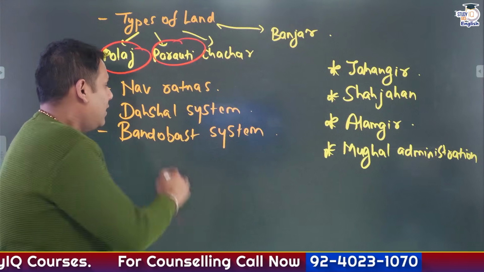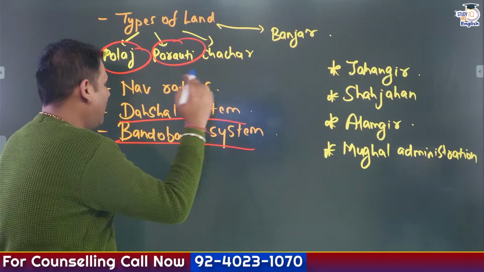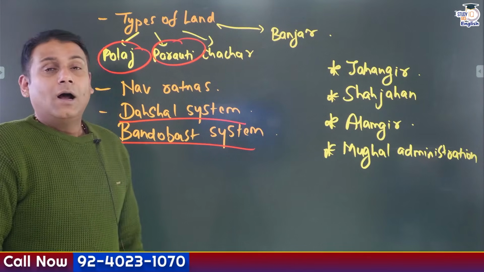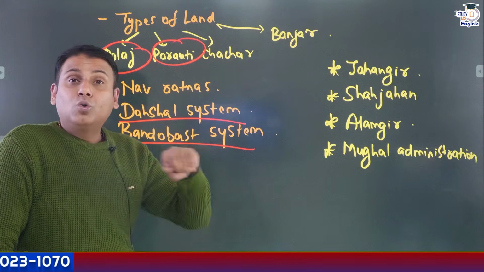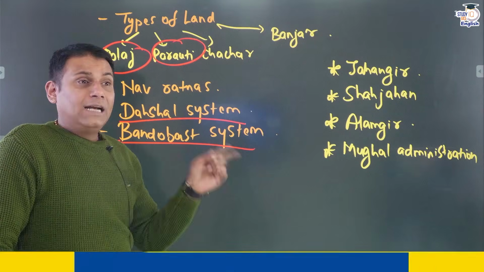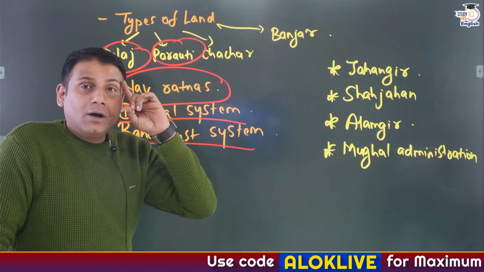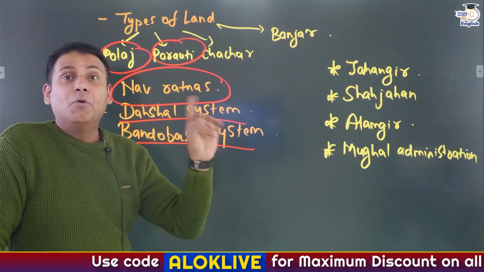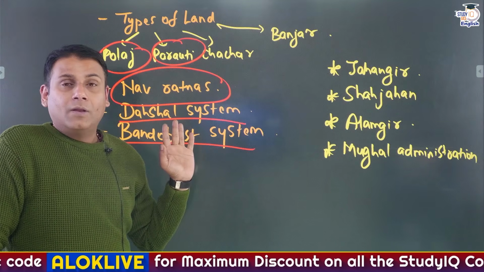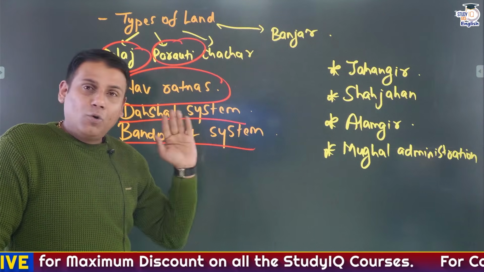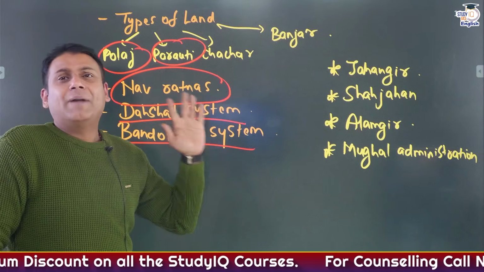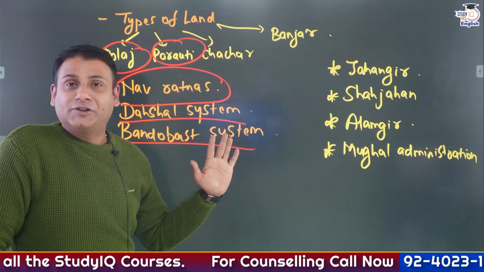Then go through the Dehsal system and Bandobast system of whom? Akbar. Also go through the Zabti system. And then go through the Navratnas in the court of Akbar. Also go through the writings of the different historians such as Abul Fazl and Faizi. Is that clear? I'm going a bit faster because I'm just going for the micro listing of the important topics.